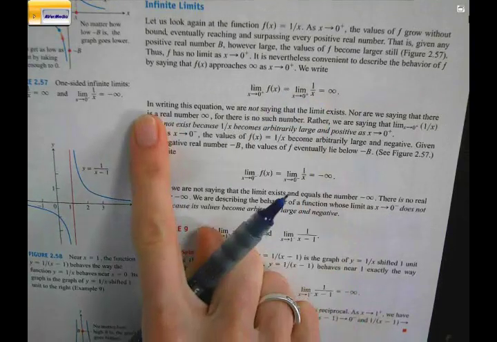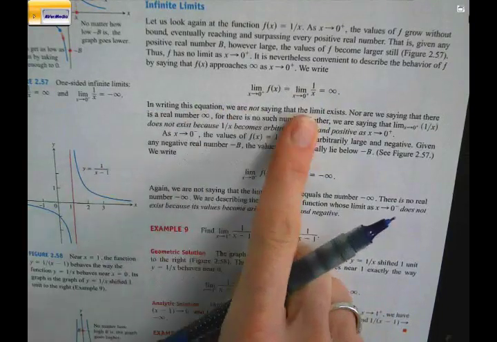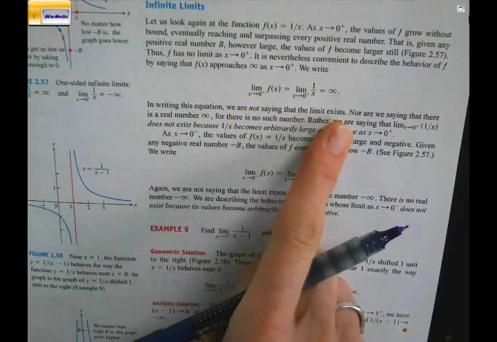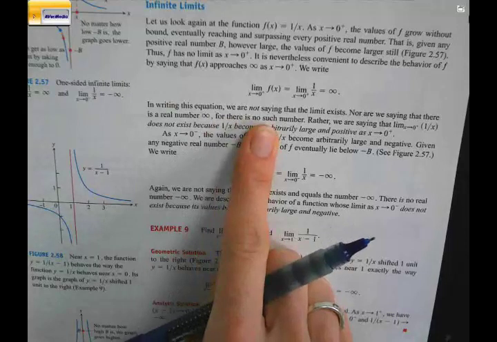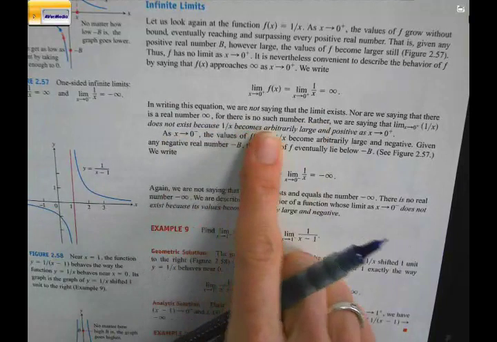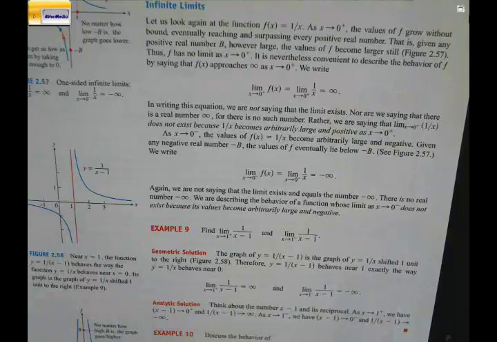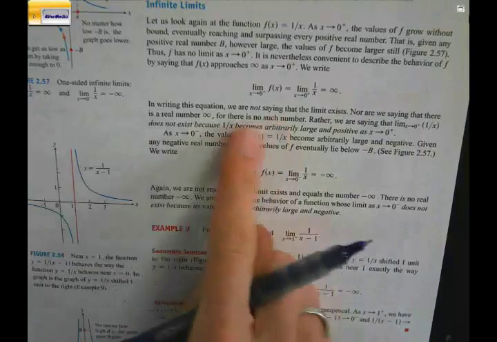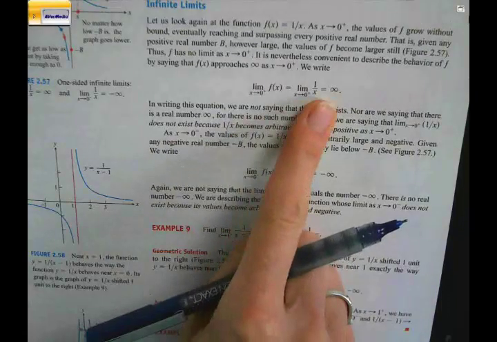And then they say, wait a second, I better be careful. In writing this equation, we are not saying that the limit exists, nor are we saying that there is a real number infinity, for there is no such number. Infinity is not a number. So they're covering themselves here. Rather, we are just saying this limit really does not exist because 1 over x becomes arbitrarily large and positive. So really, this limit honestly does not exist because it's not equaling a number. They're just now finally saying it, and this is the only place they're going to say it. So we're going to continue to write infinity, and in reality, the limit honestly does not exist.